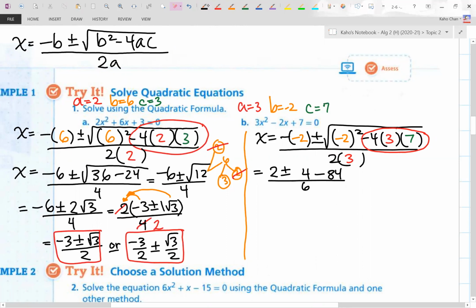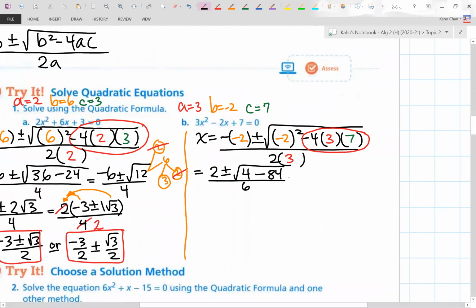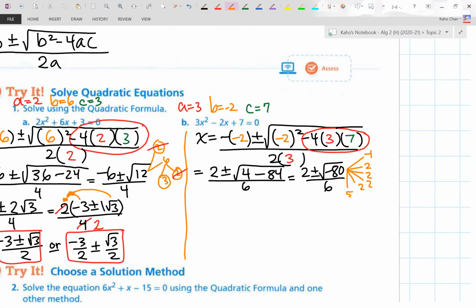I have a feeling we're going to run into imaginary numbers. I know, crazy. 4 minus 84, of course, is -80. Let's break down -80 very carefully, including -1, 2, 2, 2, 2, 5. Do you trust me on that? Do you trust me that 2 times 2 times 2 is 8, times another 2 times 5, which is 10? It works. Look for pairs.